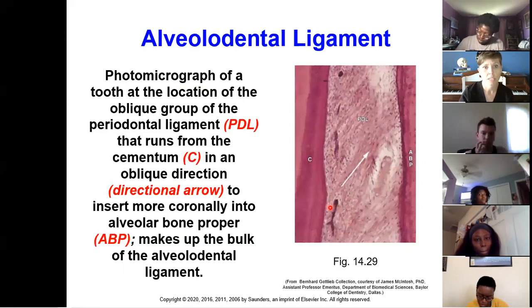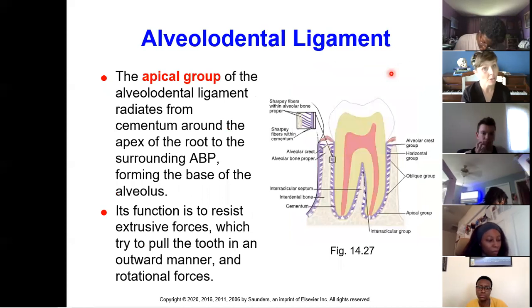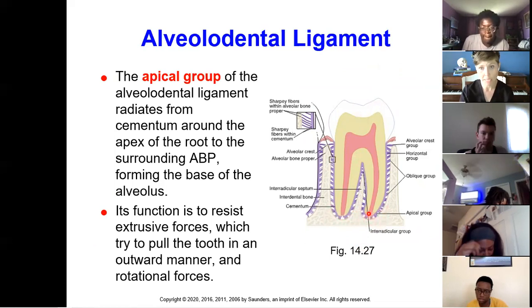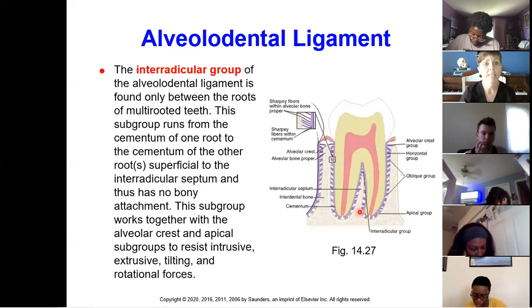You can see here, here's your oblique. You can see them running all the way across there. And then you have your apical group. Your apical group literally runs from the cementum around the apex to the surrounding alveolar bone proper, forming the base of the alveolus. So right down here, here's your apical group. It's at the apex. Its function is to resist forces which try to pull the tooth in an outward manner, and rotational forces.